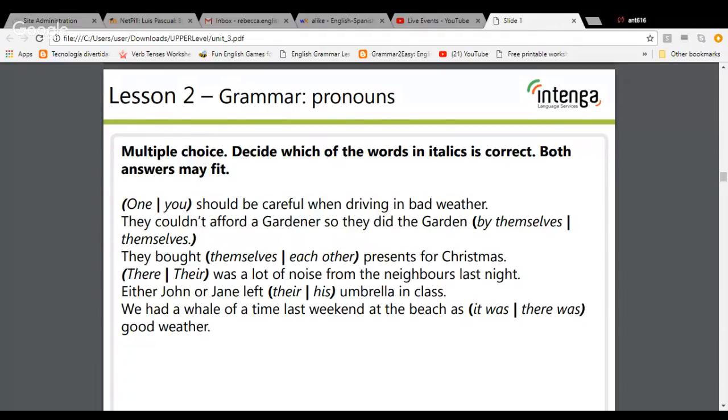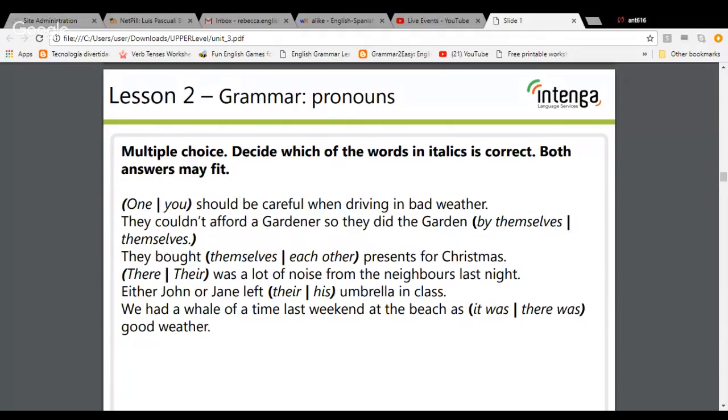All right, good. Why don't you read the next one for us? Either John or Jane left there his umbrella in the class. In this case, his. Why? Because either one of them, the one person, and Jane not is a plural. Boy or girl?